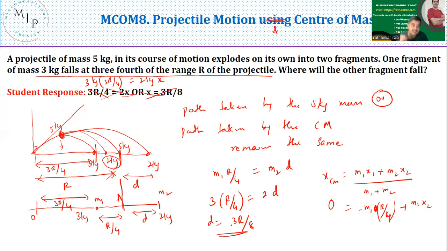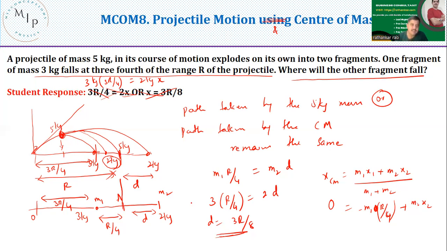Now, we have still not solved the problem here. Where will the other fragment fall? When you ask this question, you have to mention very clearly where it will fall. If you just write d equal to 3r by 8, it will refer to somewhere over here, which would be incorrect. So you have to mention that the second 2 kg fragment will fall at a distance of 3r by 8 from the center of mass.